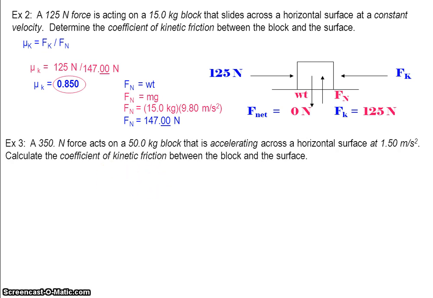Good, example 3. A 350 newton force acts on a 50 kilogram block, and now it's accelerating. So if it's accelerating, we know that it has a what? A net force. So again, we can't say that the net force is 0 here.